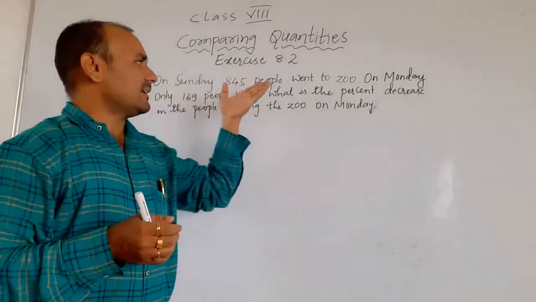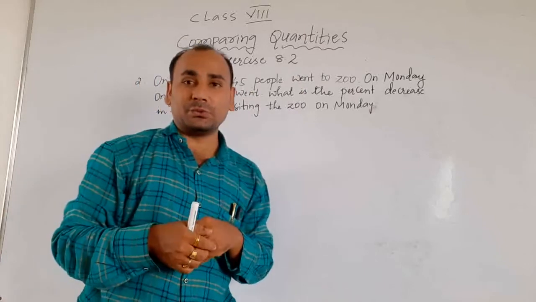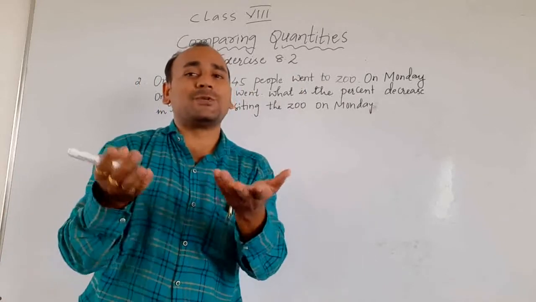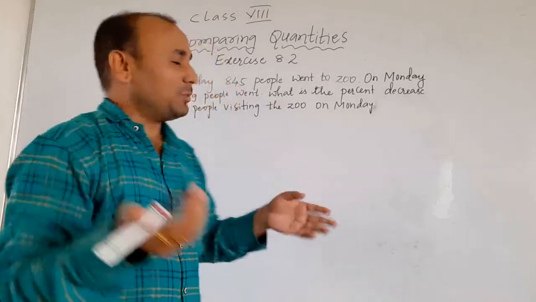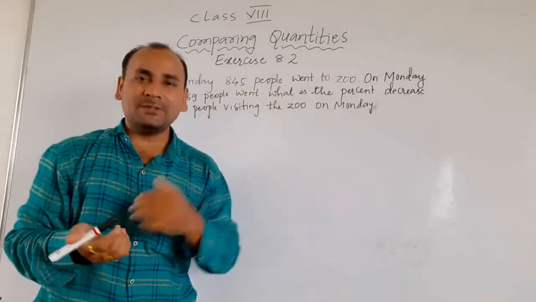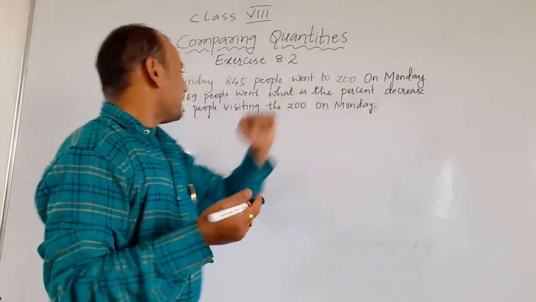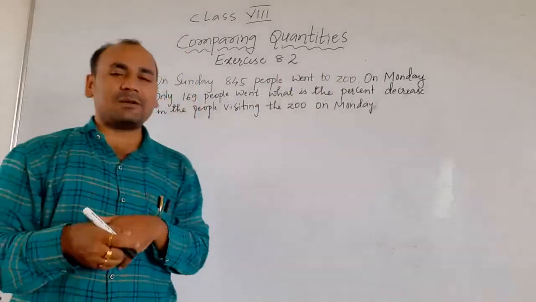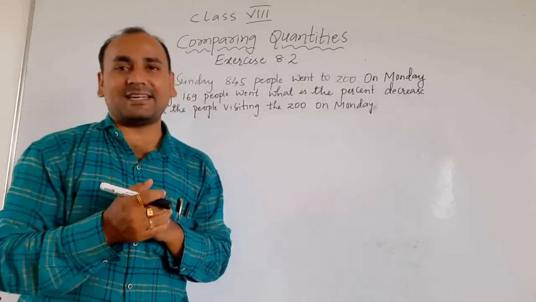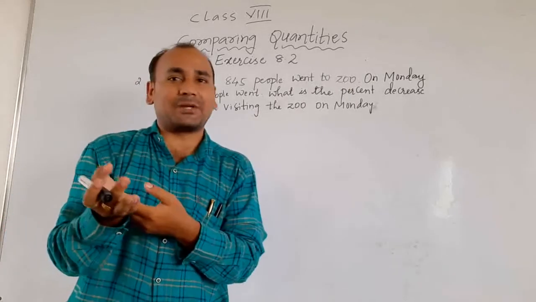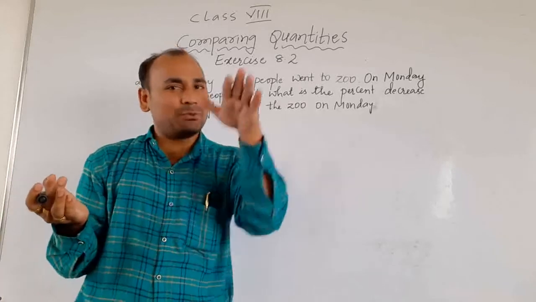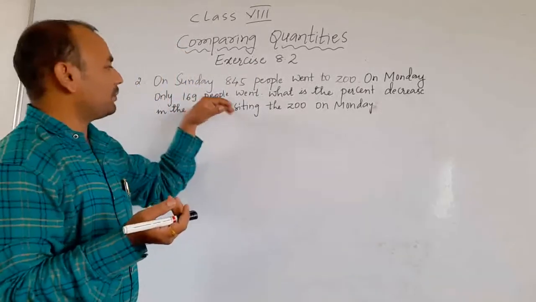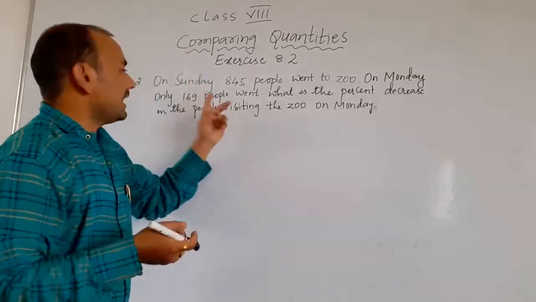On Sunday 845 people went to the zoo. Because, as we know, Sunday is a holiday for everyone. Sunday is a fun day, so the maximum number of people visited the zoo. And what happened on Monday? On Monday only 169 people went. Only 169 because obviously Monday is a working day for all. On Sunday they have taken rest, and on Monday they have to go to work. Only very few people, 169 people, went.